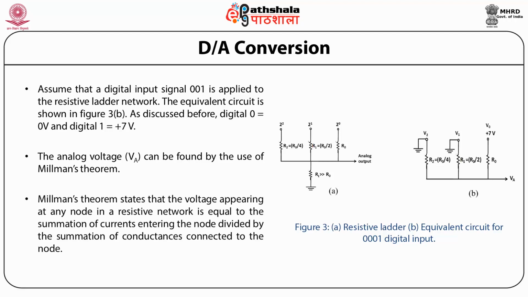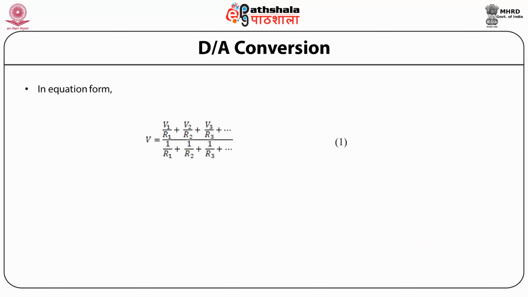Millman's theorem states that the voltage appearing at any node in a resistive network is equal to the summation of currents entering the node divided by the summation of conductances connected to the node. In equation form, it can be expressed as V is equal to V1 by R1 plus V2 by R2 plus V3 by R3 plus so on, divided by 1 by R1 plus 1 by R2 plus 1 by R3 plus so on.